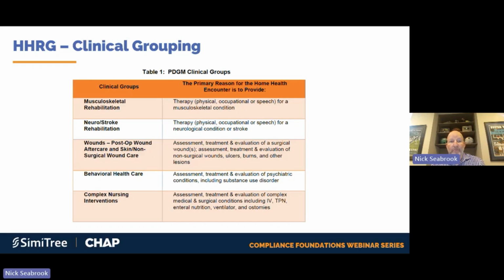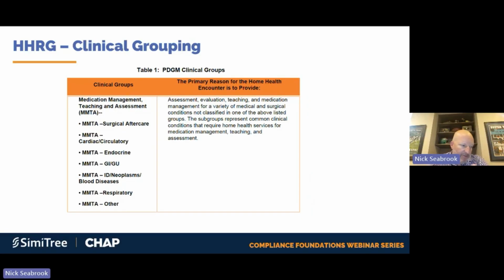You can see wounds, post-op for wounds is another one, and it gives a description there of what constitutes a wound care patient. You have behavioral health, your complex nursing, and then we also have, as I mentioned on the slide before, MMTA, yet another acronym here. MMTA stands for Medication Management, Teaching, and Assessment.